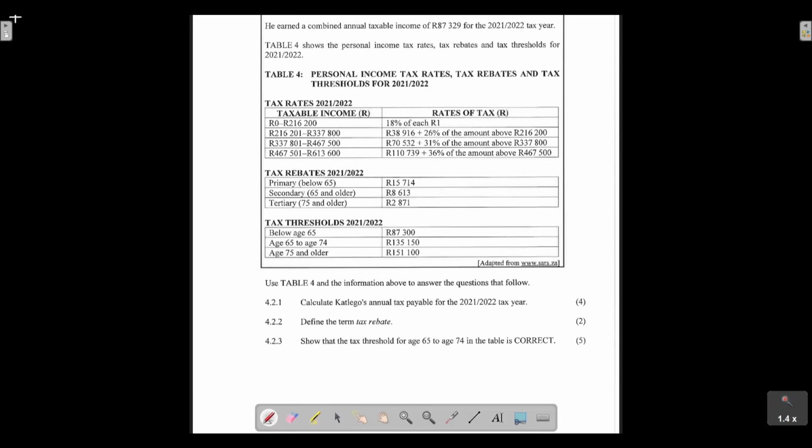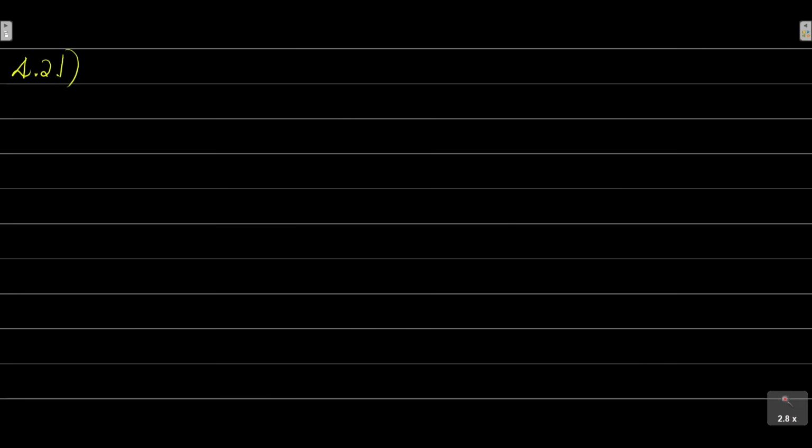It says, use table 4 and the information above to answer the questions that follow. Question 4.2.9 says calculate Katlego's annual tax payable for the 2021 to 2022 tax year. To calculate the annual tax that Katlego is going to pay to SARS, we are going to focus on the tax rate and the tax rebate. We first need the annual tax payable before the rebate, and after that we calculate the annual tax payable after the primary rebate.